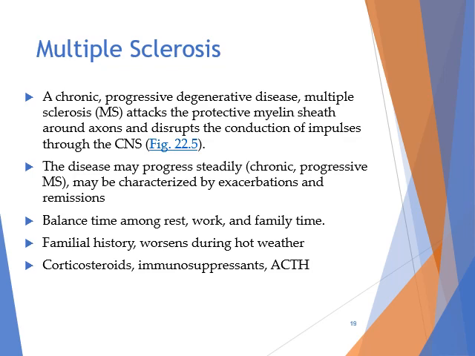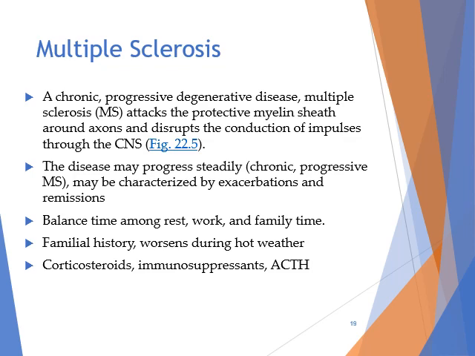There usually is, or there may be, a familial history in the family. Maybe someone else had multiple sclerosis. That would be great when you're taking a history. The condition worsens during hot weather. That's been found to be true.